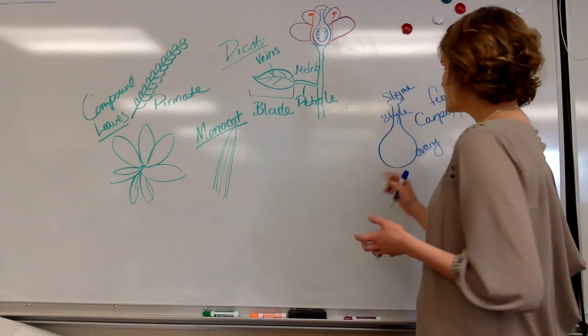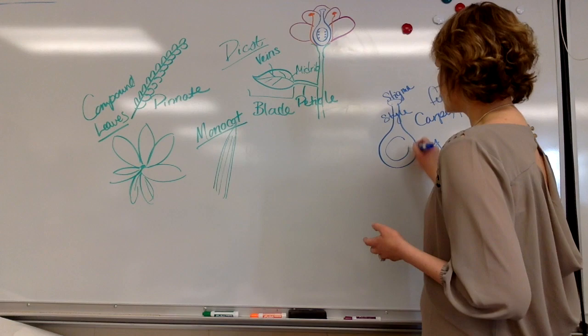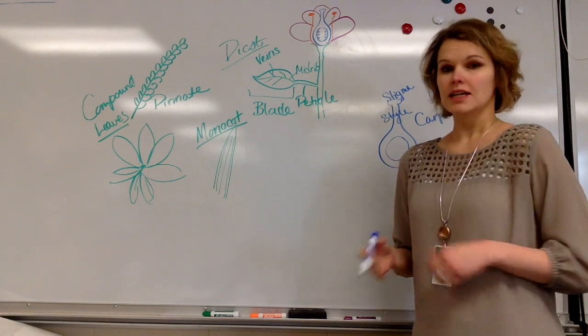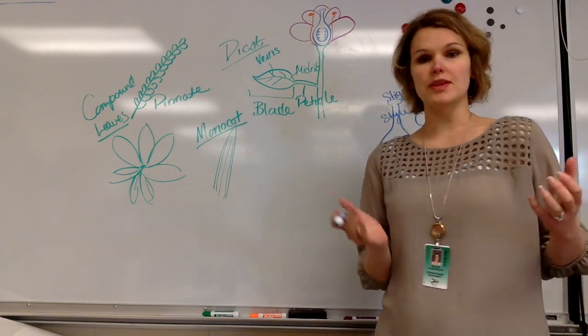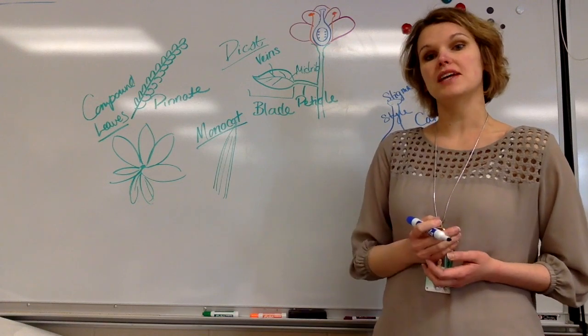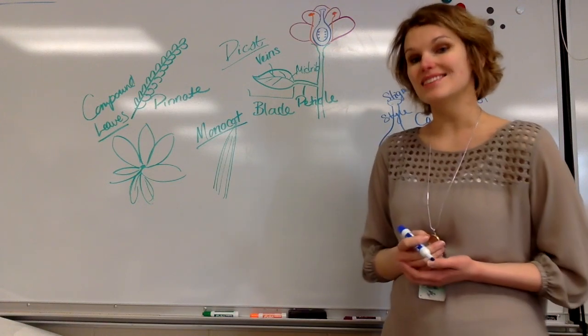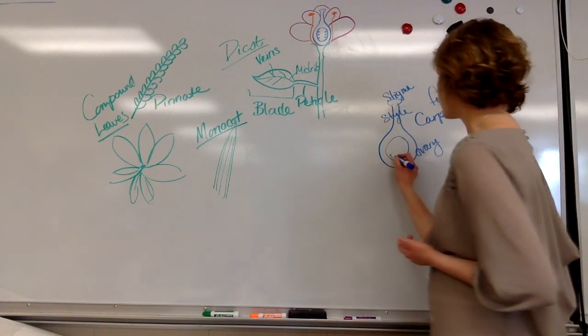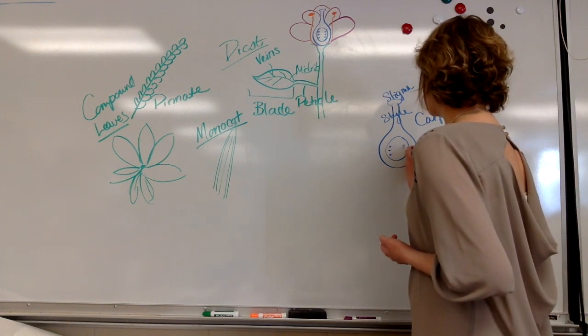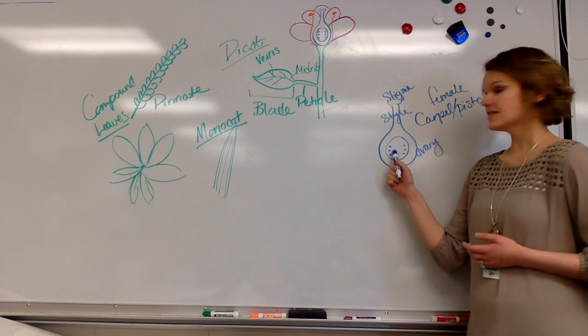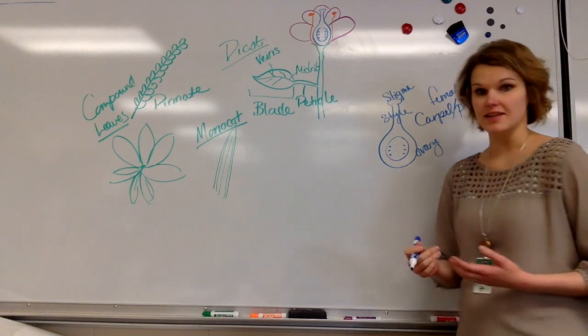Now, within this ovary, we have many different ovules, maybe just one. If you think of a fruit that you really, really like, think of how many seeds or pits it has inside of it. If it has a lot, that means that it had a lot of different ovules inside of it. And each one of these ovules can become a seed.